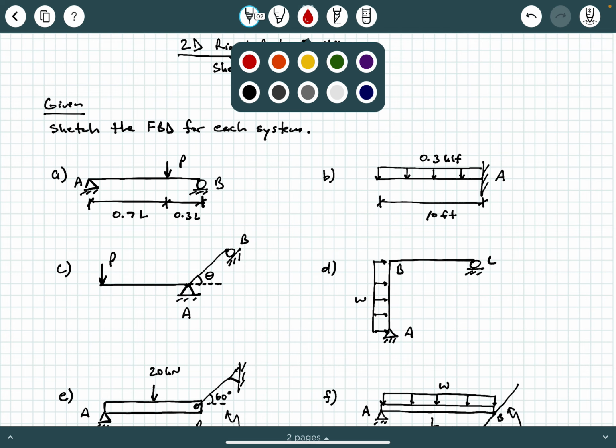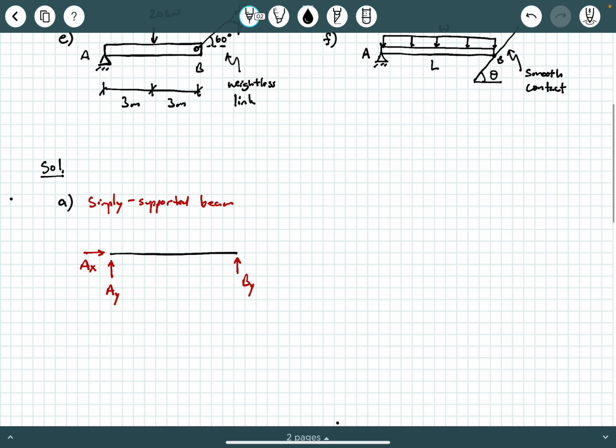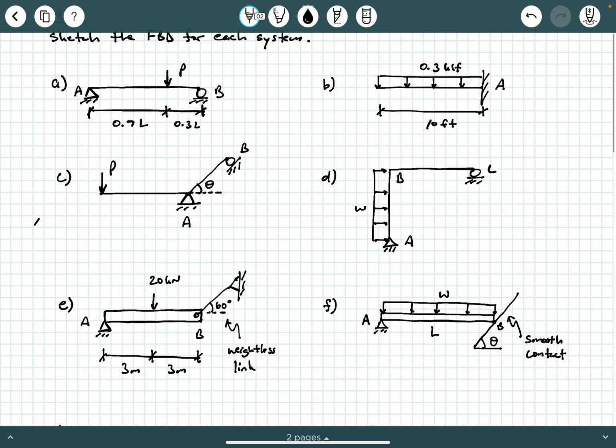Now, in our free body diagrams, we always sketch on there the known forces as well. So we have this known force P, and we also sketch any given dimension lines in our free body diagram. So that's 0.7 L and that's 0.3 L. And that is the solution to part A, okay? So let's move on. Let's move to part B of the solution.